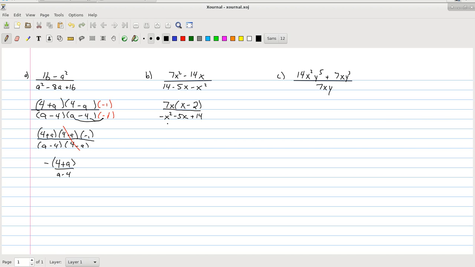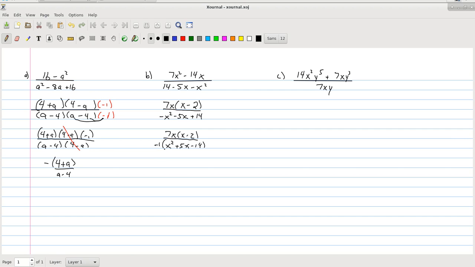So now to factor this, I don't want to have a negative coefficient on the x squared term. Let's factor out that negative 1. So we'll leave the top as it is. 7x times x minus 2. Factor a negative 1 out of the denominator. This will effectively just switch all the signs around to give us positive x squared plus 5x minus 14.